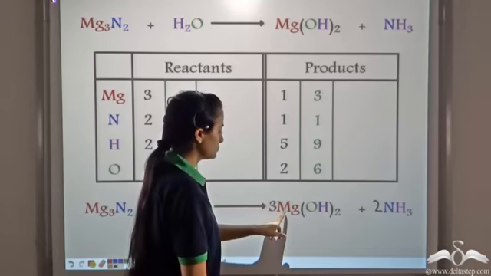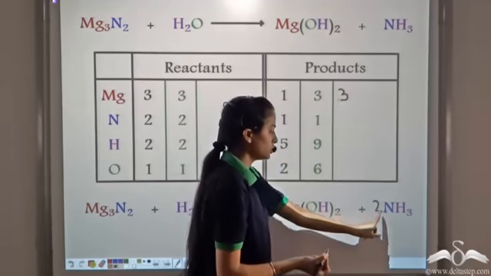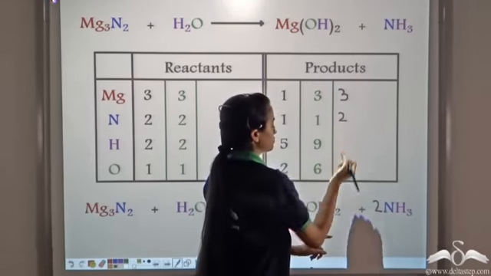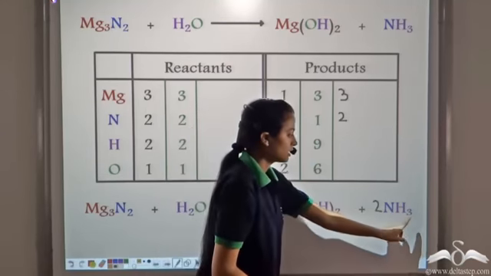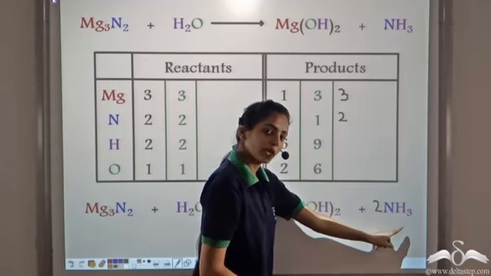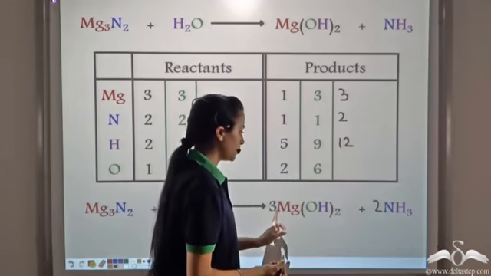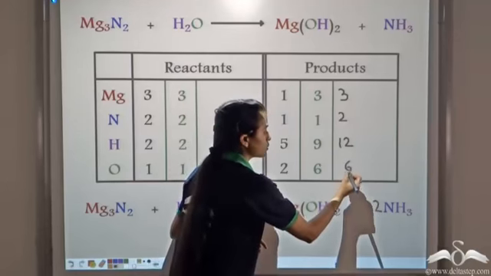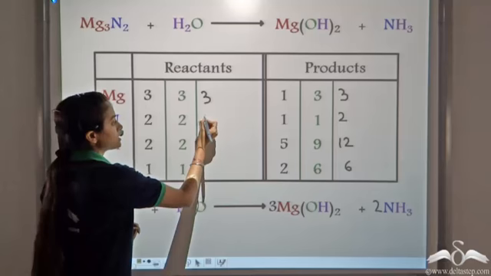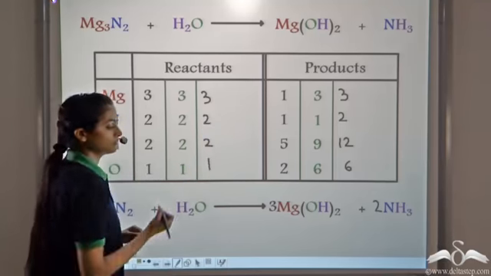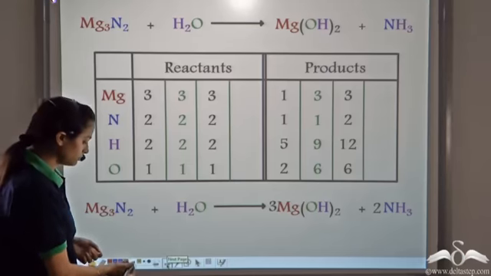Now we have 3 atoms of magnesium. We have 2 atoms of nitrogen. We have 2 into 1 into 3, 6 plus 6 atoms of hydrogen, which makes it 12. And we have 2 into 3, that is 6 atoms of oxygen. We did not make any change on the reactant side, so this number remains the same. Now let's look at our equation.